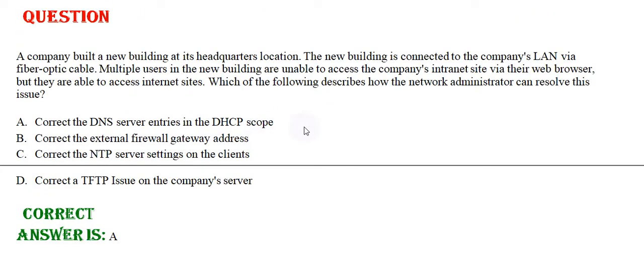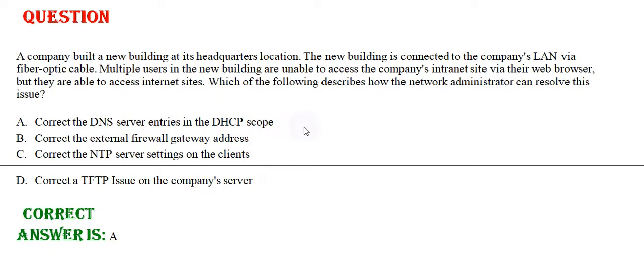Moving towards the next question. A company built a new building at its headquartered location. The new building is connected to the company's LAN via fiber optic cable. Multiple users in the new building are unable to access the company's intranet site via their web browser, but they are able to access internet sites.